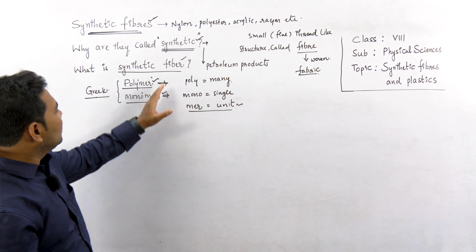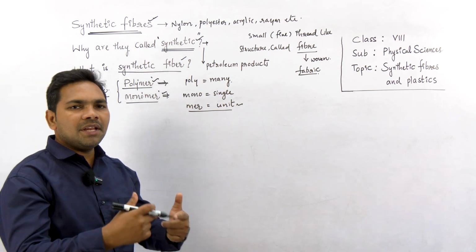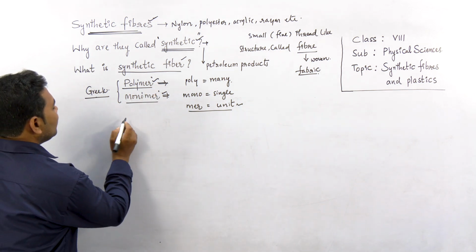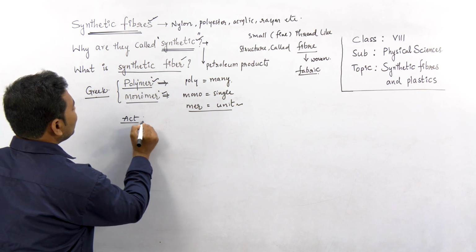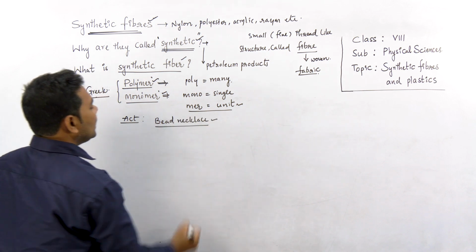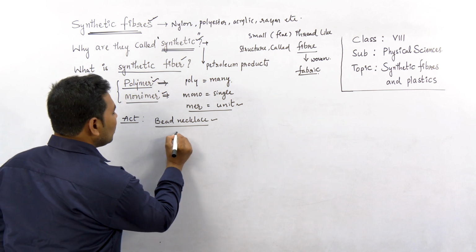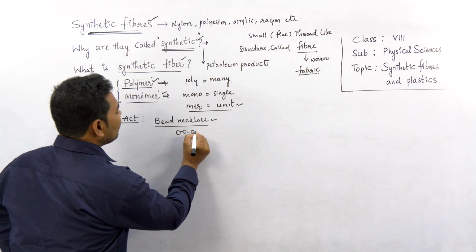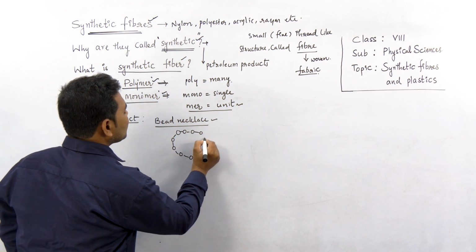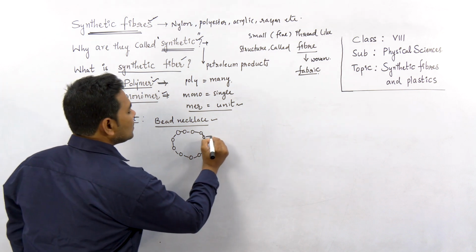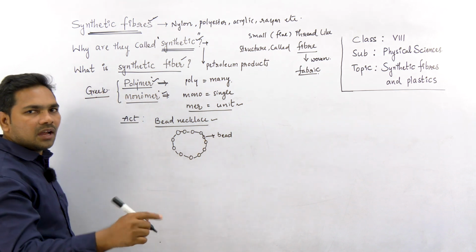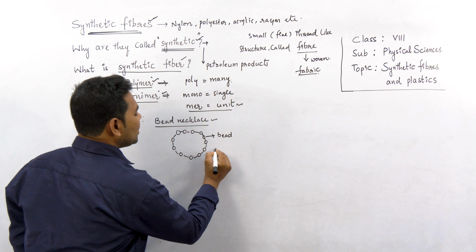Let us understand the formation of synthetic fiber, the repeating units of synthetic fiber like polymers, right? Let us understand using a small activity. We all know a bead necklace, right? In a bead necklace, all these beads are joined one with another to make a long chain-like structure. Each small circle represents a bead, and each bead is joined with another bead to make a chain-like structure.